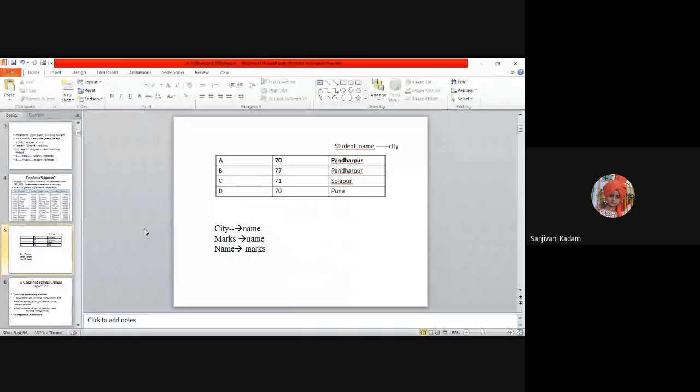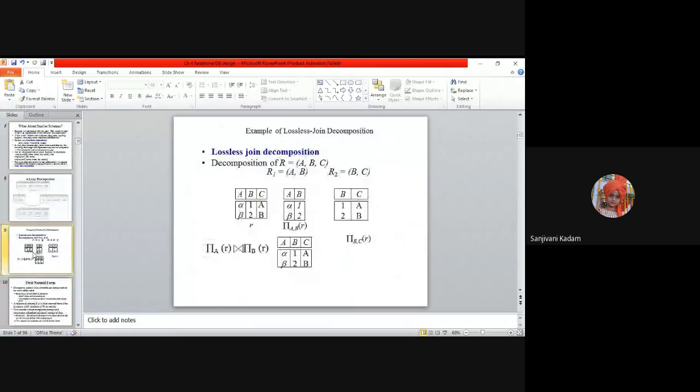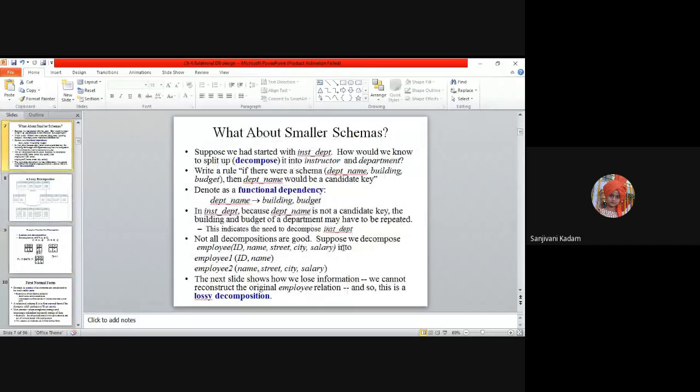So this is called a functional dependency. Combined schemas are where information is getting repeated, and smaller schemas are where it is not getting repeated. So we were talking about the smaller schemas. Let us first read this explanation. If we write a rule, if there were a schema with department name, building and budget, then department name would be a candidate key. Yes, definitely it will be a candidate key, because for a single department, I have a single value for the building.